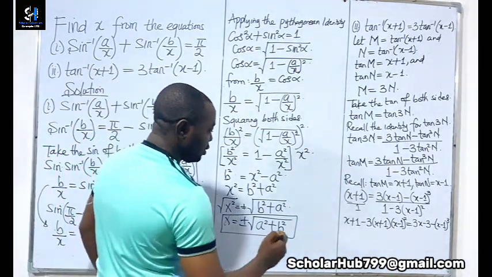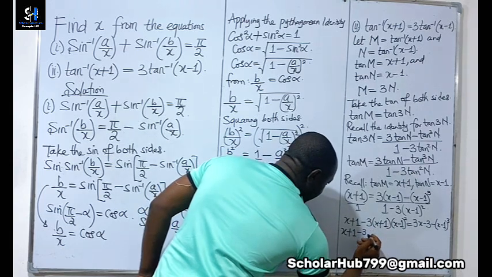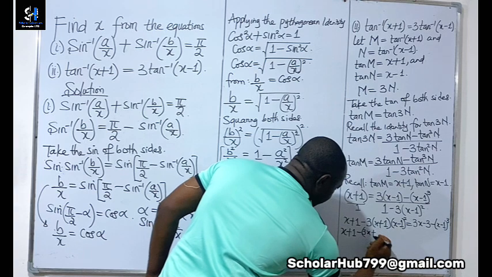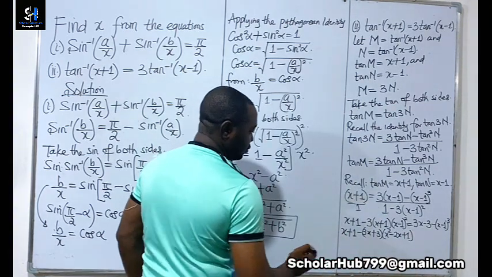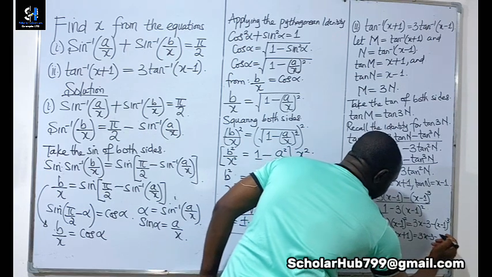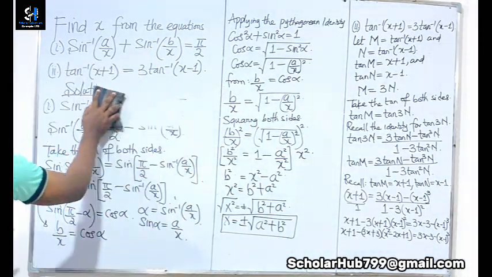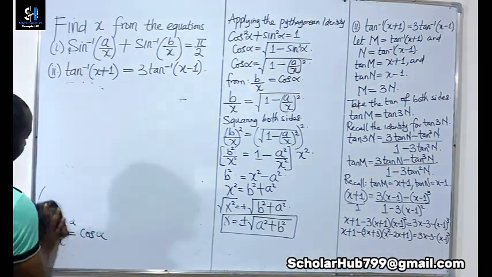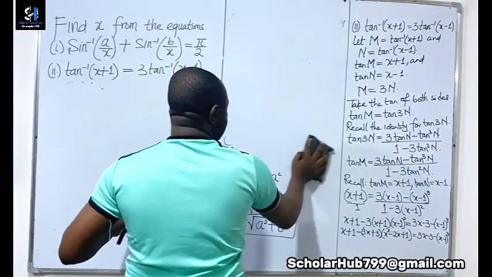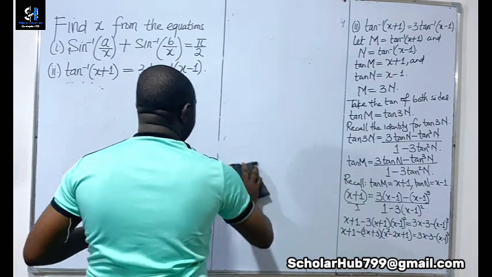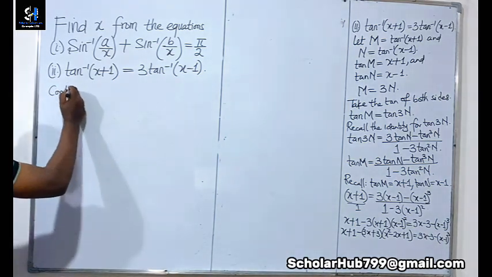So this will be x plus 1 minus 3x, I want to open this, plus 3 into x squared minus 2x plus 1, which will be equal to 3x minus 3 minus x minus 1 cubed. Let me continue from here.